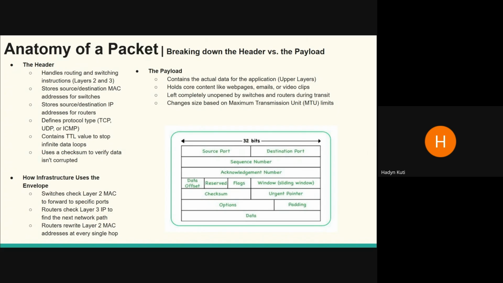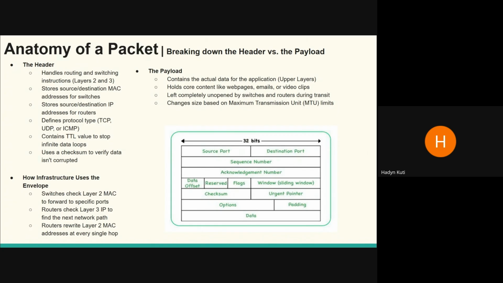It's left completely unopened by local switches and routers during transit. Middle boxes and networking hardware only look at the header. They don't need to peer inside the payload to see what you're sending, which keeps the data moving efficiently and securely. And then it features a variable size that adjusts based on the maximum transmission unit limit, or MTU.